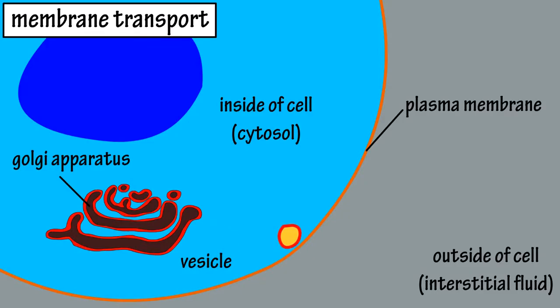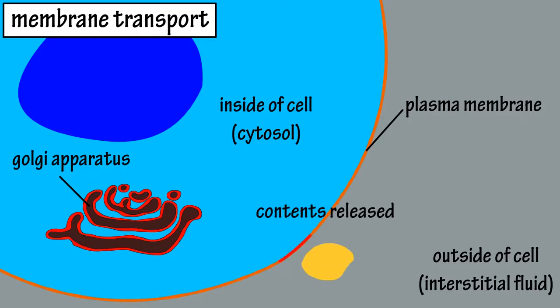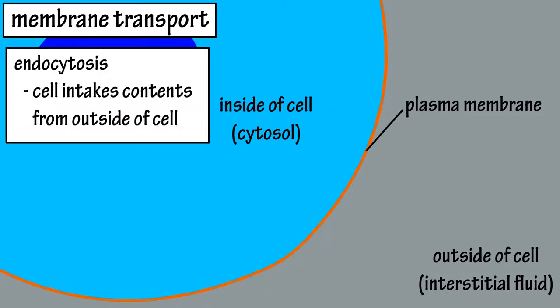At the membrane, the phospholipid molecules that make up the vesicle fuse with the phospholipid molecules that make up the plasma membrane, and the contents of the vesicle are released outside of the cell. The vesicle membrane now becomes part of the plasma membrane. In endocytosis, the plasma membrane kind of traps the substance by folding inward. The lipid bilayer then fuses to form a vesicle surrounding the substance.